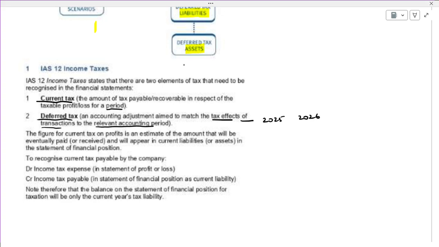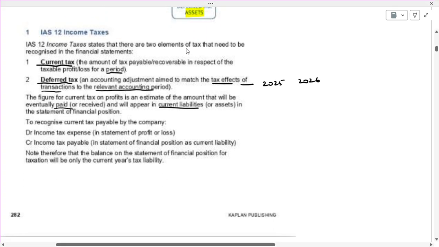We will not pay now. We will pay tax related to 2025 depending on how the situation arises, and subsequently we will give the accounting treatment. Current tax is for the current year, deferred tax is for the relevant accounting period. The figure for current tax profits is an estimate of the amount that will eventually be paid, or received, and will appear in the current liabilities or assets in the financial position.